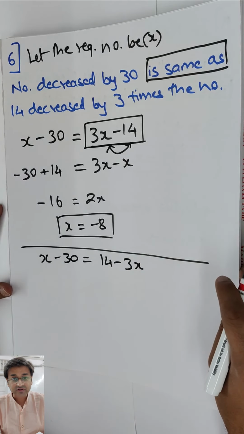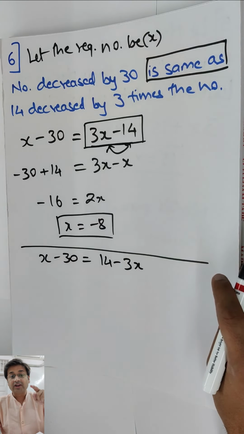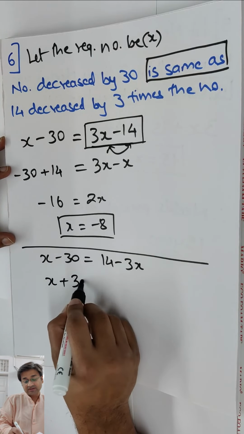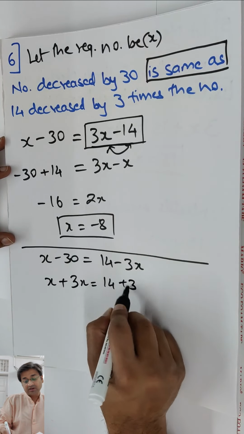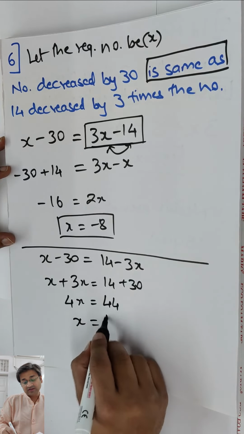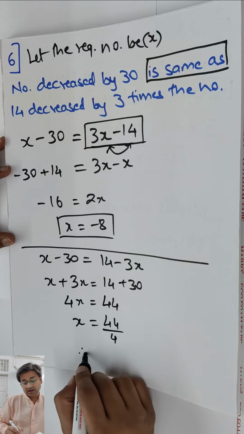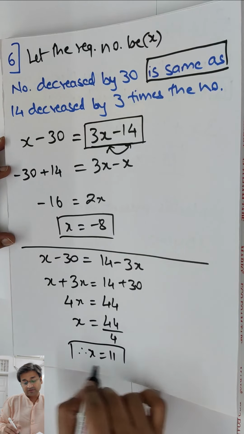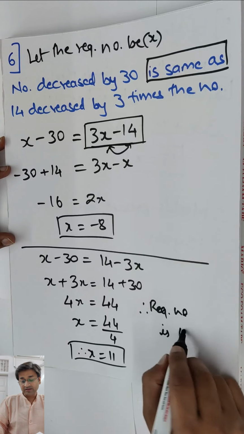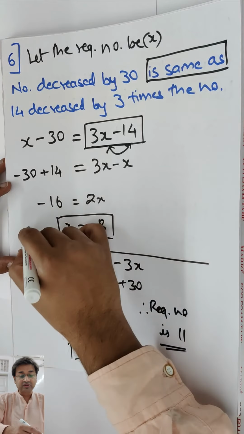I'm happy that we made this mistake so that you understood and you do not make the same mistake in the exam. Okay. So x plus 3x and 14 plus 30. So 4x is 44. So x is 44 by 4, and therefore x is equal to 11. So the required number is 11. Clear now?